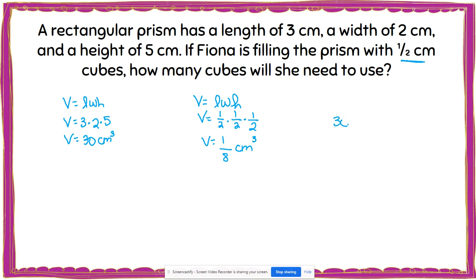So I'm going to divide 30 by 1/8. Remember that when I'm dividing by fractions, that's the same as multiplying my dividend, which is 30, by the reciprocal of my divisor, which is 1/8. The reciprocal of 1/8 is just flipped, 8 over 1, or 8 over 1 is equal to 8. So this is the same as saying 30 times 8, or 240. This means that Fiona needs to use 240 cubes.